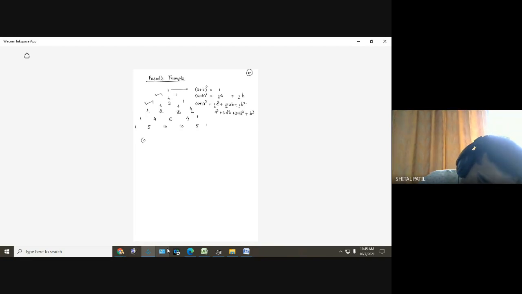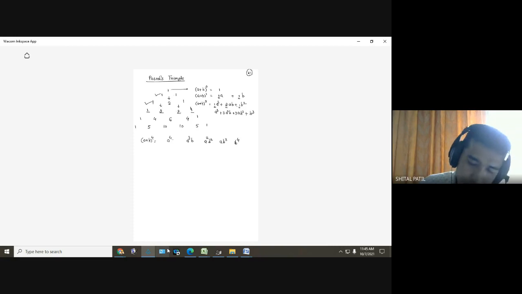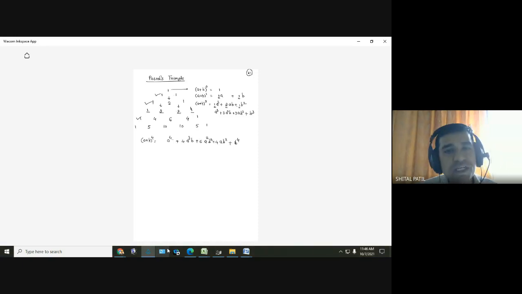Now say I want to find A plus B raised to 4. How is it obtained? A raised to 4, A cube, A square, A raised to 1, A raised to 0, then B raised to 0, 1, B, B square, B cube, B raised to 4. And then the coefficients are decided by this 1, 4, 6, 4, 1. Hope everyone is getting this.